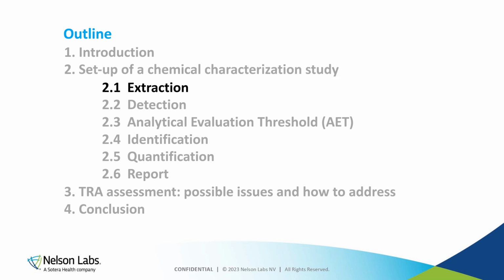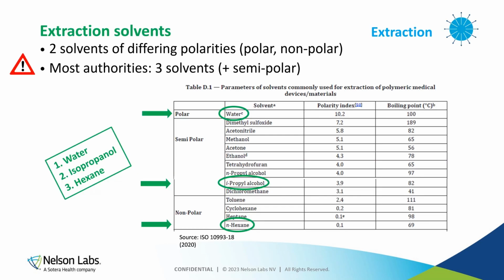Now, if a chemical characterization study or an extractables study is necessary, how do you need to set up such a study? Well, a first important parameter is the extraction. ISO 10993-18 says to always use a minimum of 2 solvents of differing polarities. Now, we mostly use water for polar and hexane for non-polar conditions. Now, most authorities request a third semi-polar solvent for long-term implants or blood contacting devices.